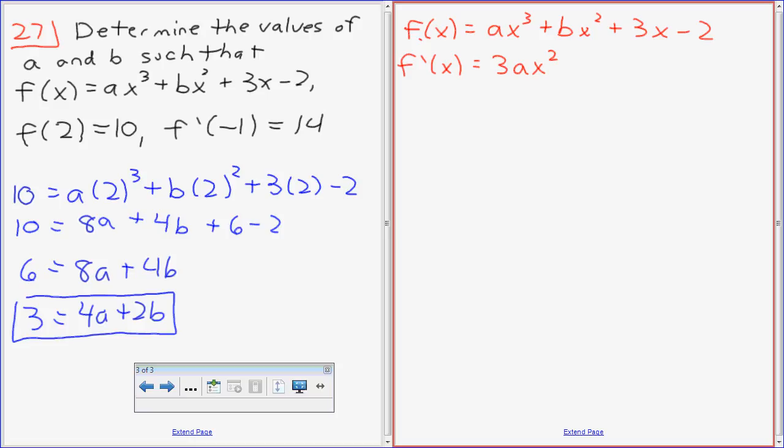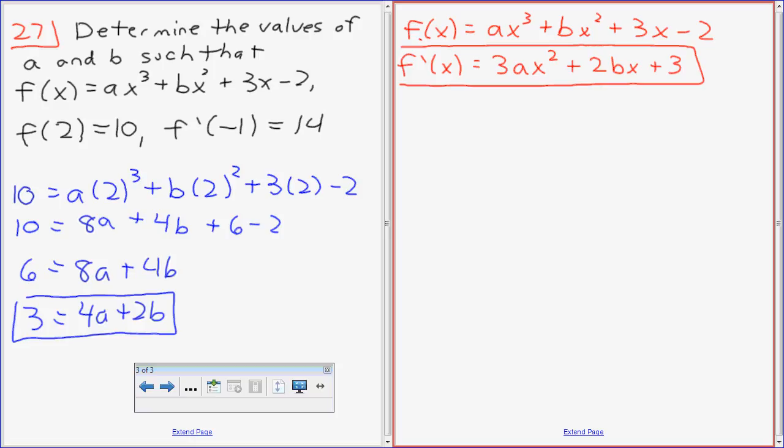With that knowledge, you can do the next one for me. What's the derivative of bx squared? That's just 2bx. We have 2bx, right, because the b still needs to come there. The derivative of 3x is just 3, and then the 2 goes to 0. Okay. Now this, I think, probably was the difficulty for this question, just getting that lined up.